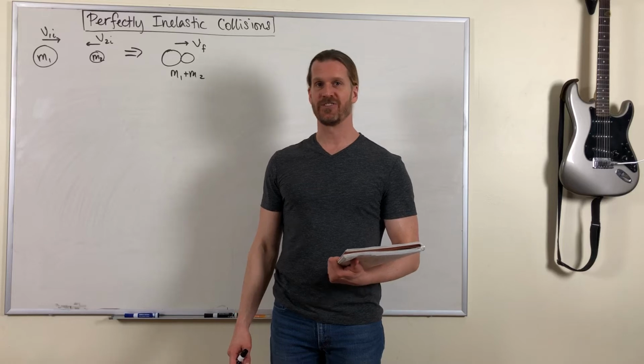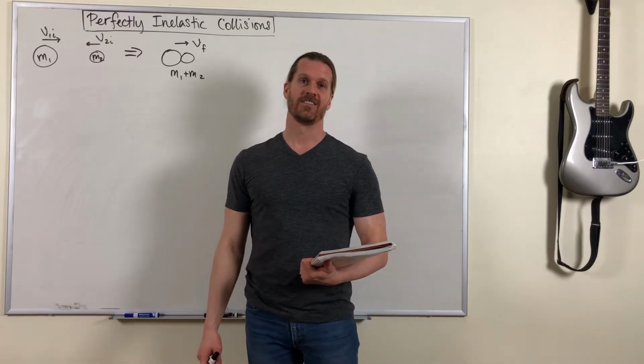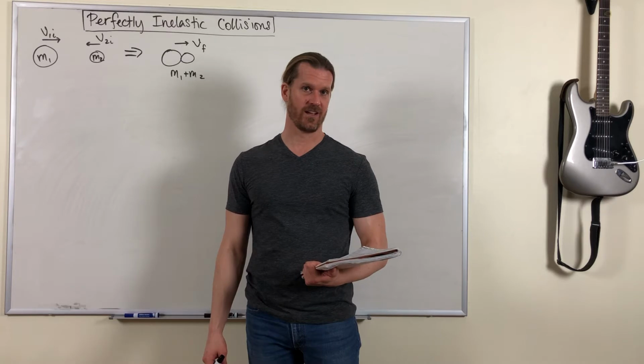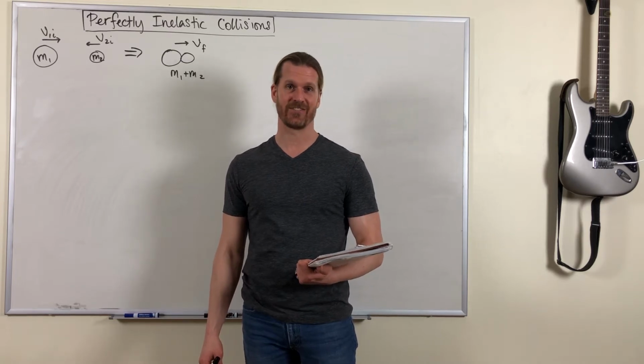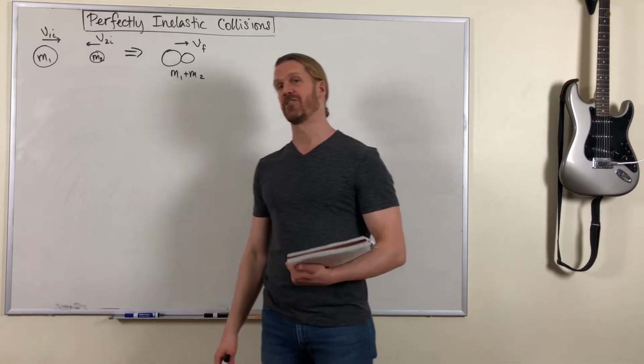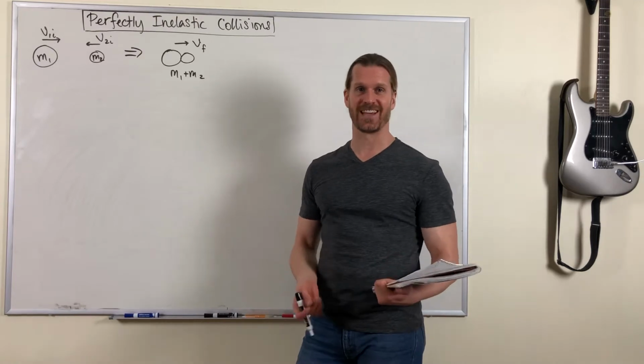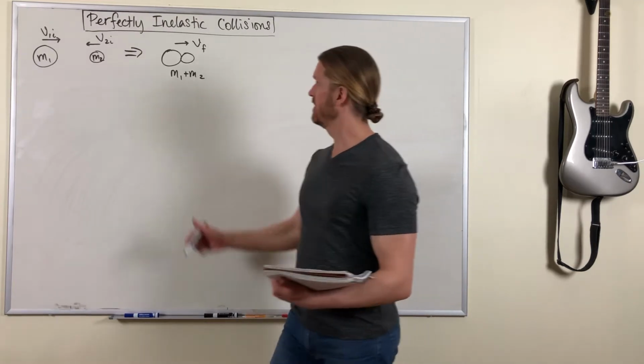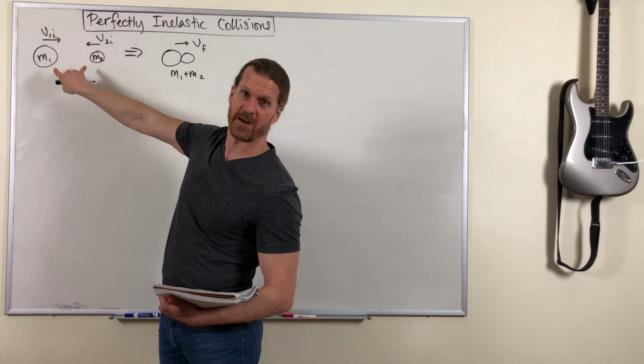Let's do some collision calculations. The easiest type of collision to analyze is a perfectly inelastic collision. That's the kind of collision where two objects stick together after colliding. So here's a picture of what that might look like.